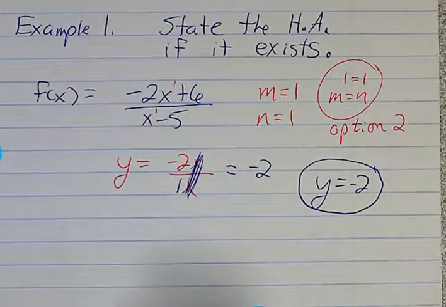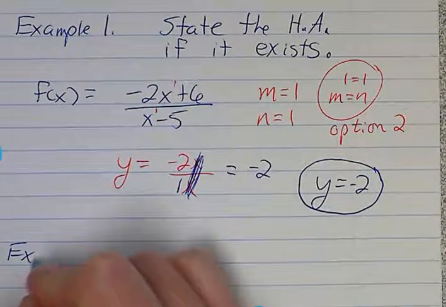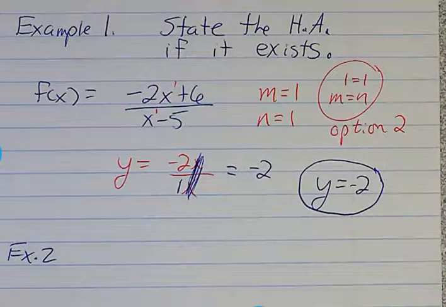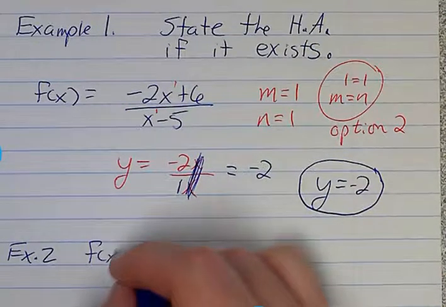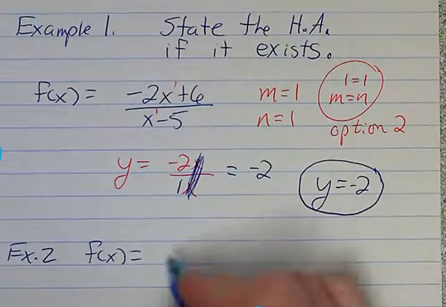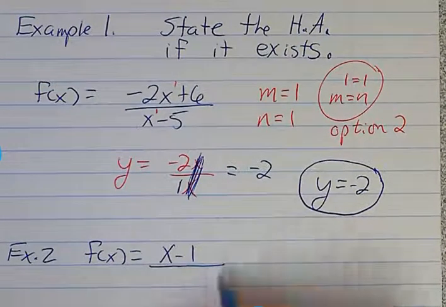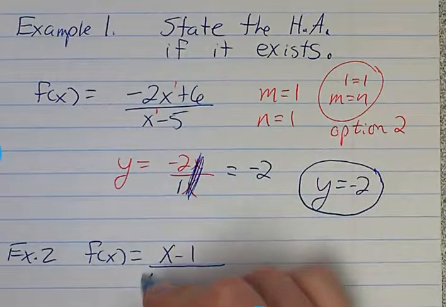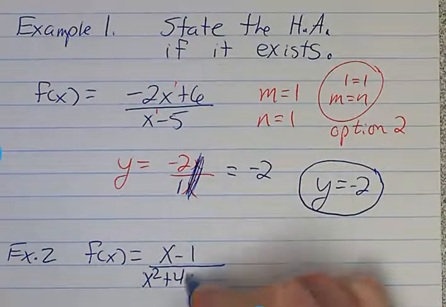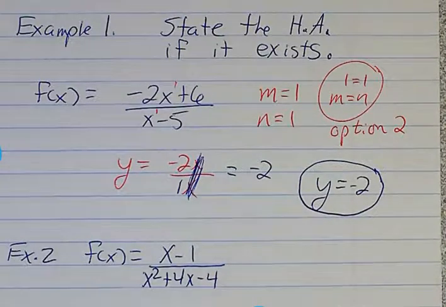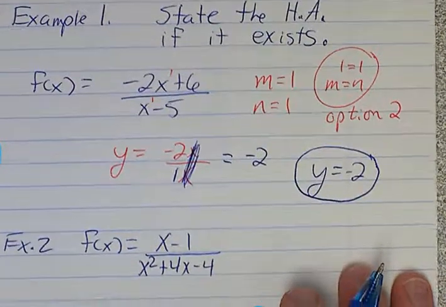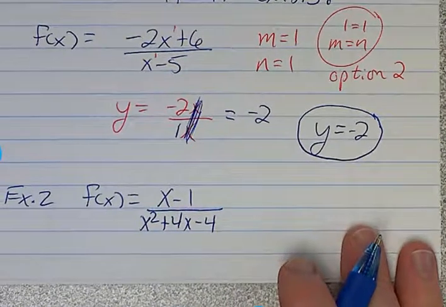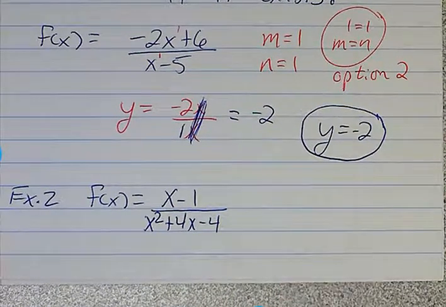All right, example 2. We'll do the same thing here. We're not going to rewrite the directions because it's going to be the exact same directions here. And once you've got the steps back up here, the things you're looking for, it's really not that bad. It should go pretty quick. Okay, so for example 2, we're doing x minus 1 over x squared plus 4x minus 4.